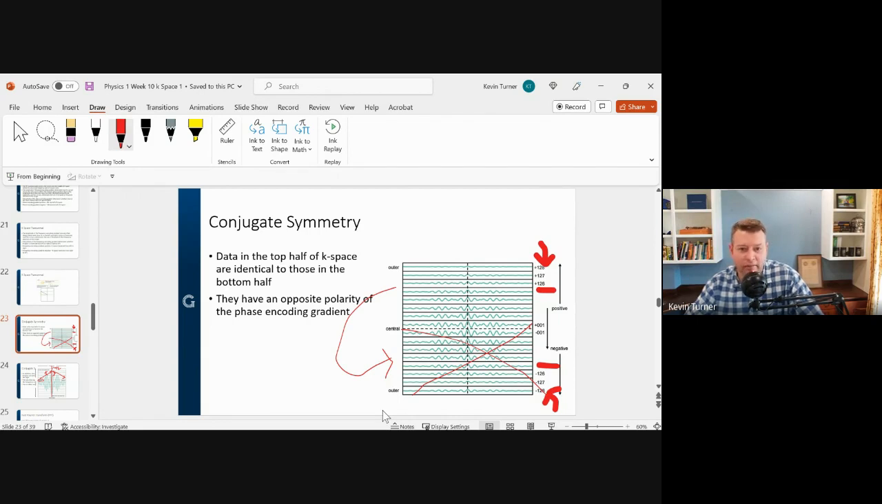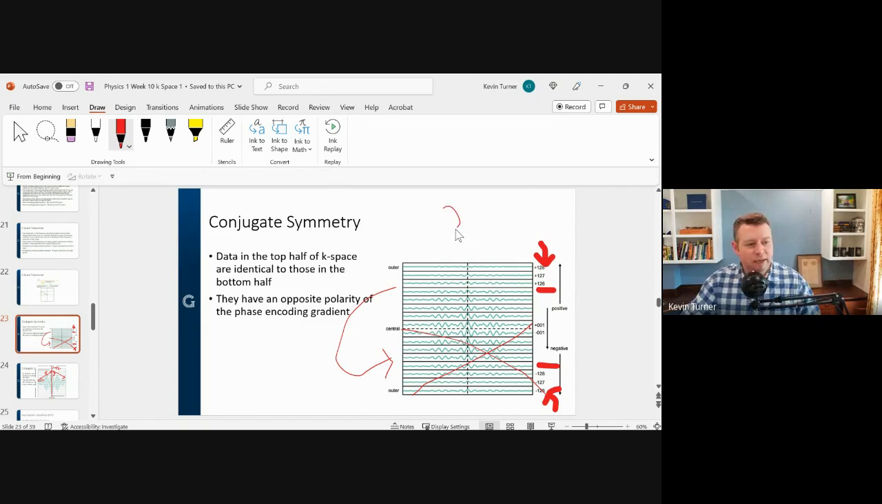Collecting echoes takes time. So ARC cuts my time down by only collecting half the echoes and then copying the second half. That's what ARC is. That's what parallel imaging is. Like I said, we'll get deeper into that next week. By doing that, because it takes time to get these echoes, if I collect fewer echoes, it's less time.